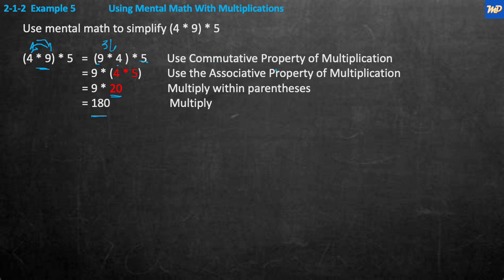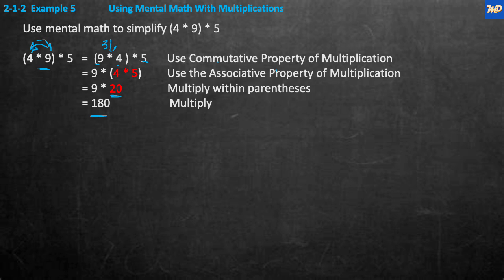20 times 9 is 180, because 2 times 9 is 18, plus the 0. So they're showing you how we moved it around and quickly got the 20, which is easier than saying 36 times 5, which is also 180.